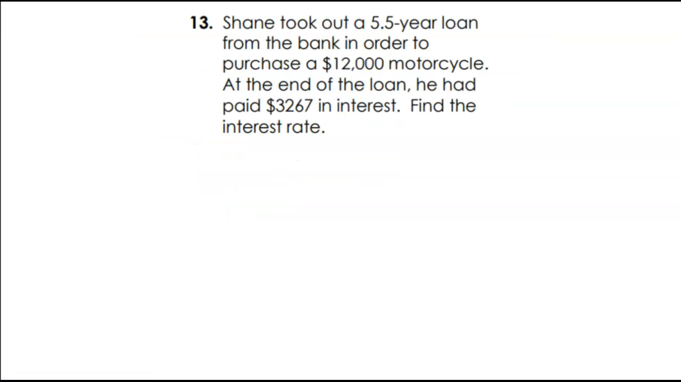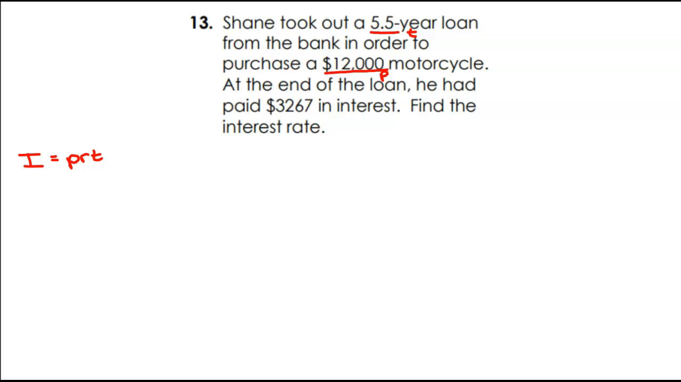All right, so Shane took out a 5.5-year loan from the bank in order to purchase a $12,000 motorcycle. At the end of the loan, he had paid $3,267 in interest. Find the interest rate. So this one is a little bit different because you're finding a missing piece in this formula. You're not solving for the interest. So it says he took out a 5.5-year loan. So this represents the time. He purchased a $12,000 motorcycle. This is the principal, the amount he borrowed.